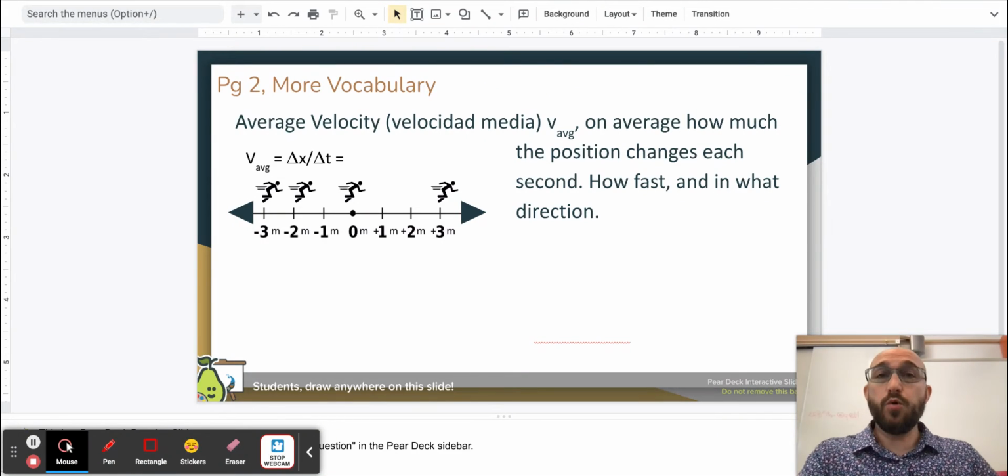Hello. Today I'm going to go over our page 7 notes. But to start, we actually go to page 2 to finish some vocabulary. Two vocabulary words today. The first one is average velocity, velocidad media.